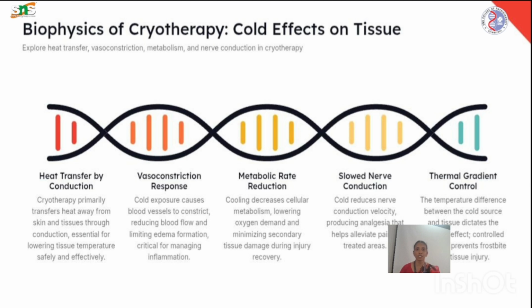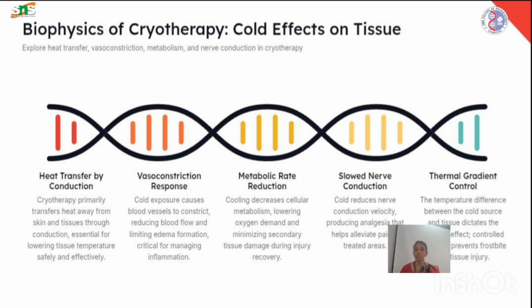So here is the biophysics of cryotherapy, the effects of cold on the tissue. The first thing is heat transfer by conduction. Cryotherapy primarily transfers heat away from the skin and tissue through conduction, which is essential for lowering the tissue temperature. The next biophysical response is vasoconstriction. Cold exposure causes the blood vessels to constrict, which reduces blood flow and limits edema formation. That is critical for managing inflammation. That is the second response that happens in cryotherapy.